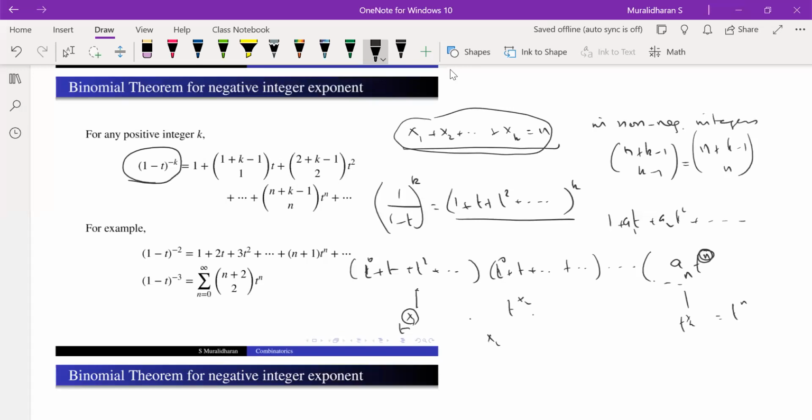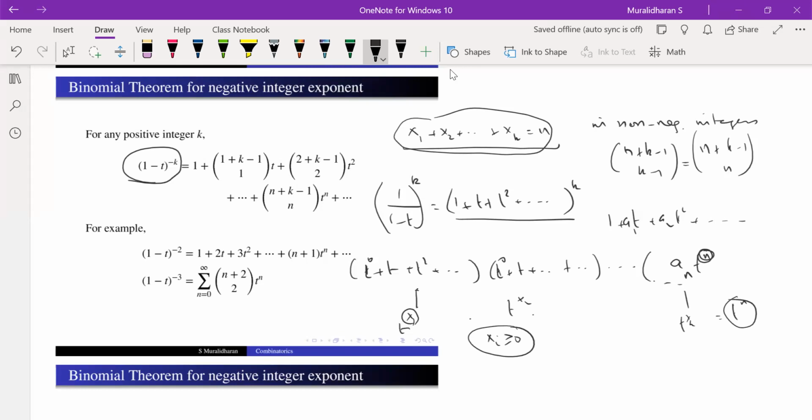So all these xi's are non-negative. So this is the same as t power n term comes only whenever I multiply all these things and get x1 plus x2 equal to n. And that we already know the number of solutions is n plus k minus 1 c n. So I have this expansion.